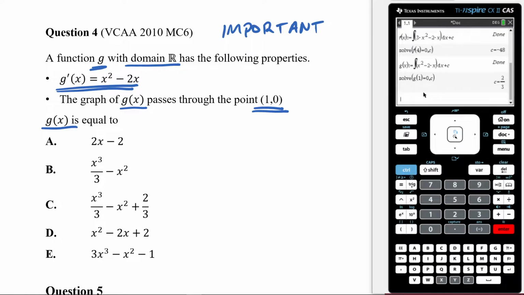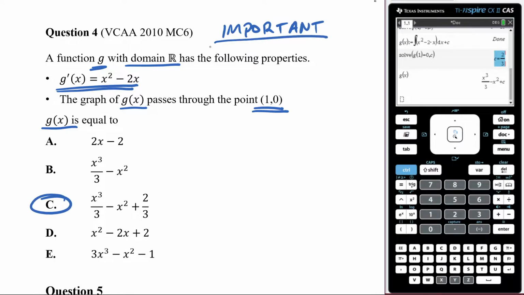It's going to be 2/3. So now you look through your answers. If you're not sure what the first part is going to be, what you can do is just go, all right, what is g of x? Because I've now defined that, and you can see that it's going to be this. And you know that c is going to be that. So that means my answer here is going to be C.